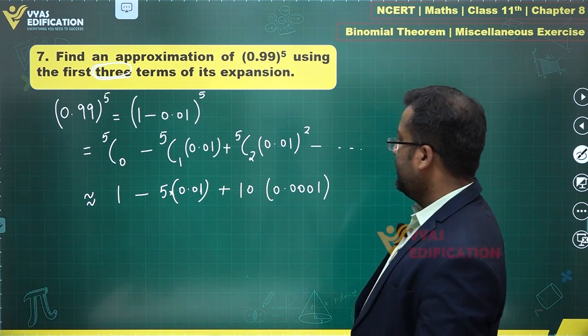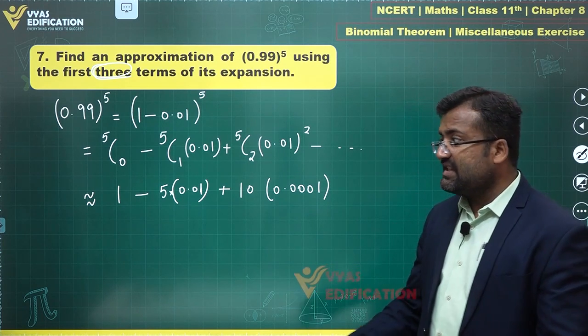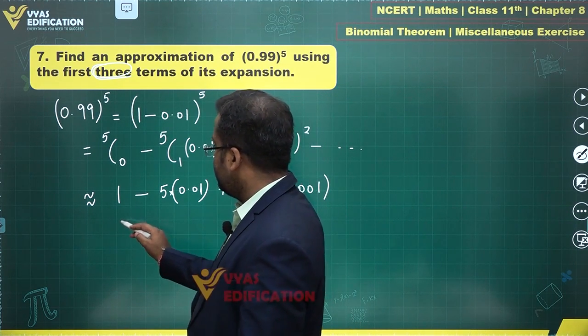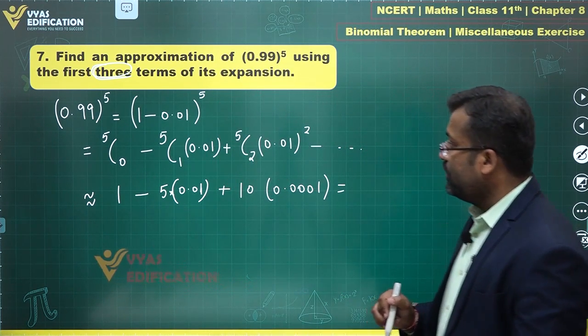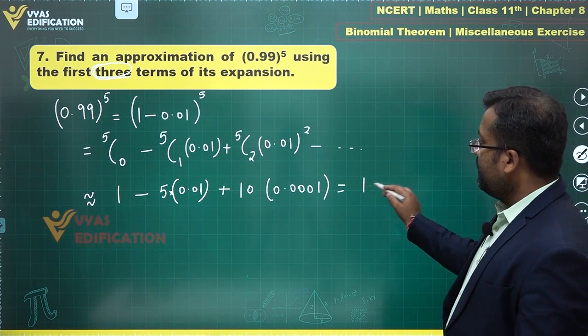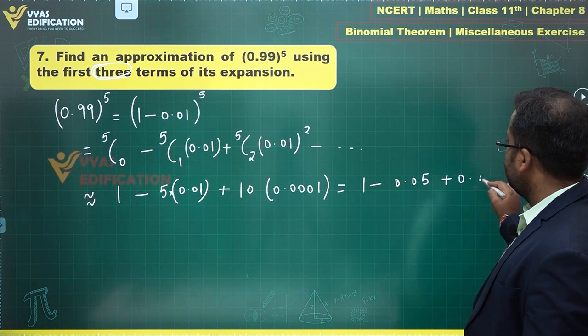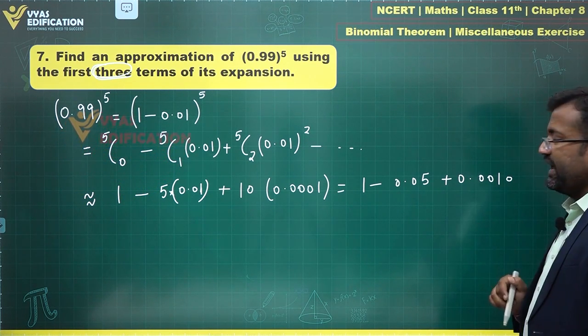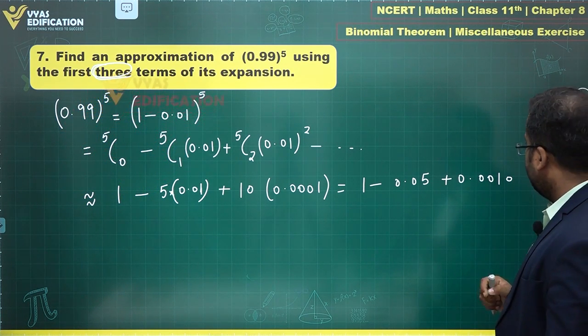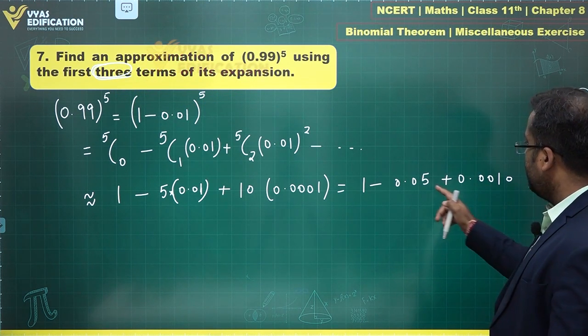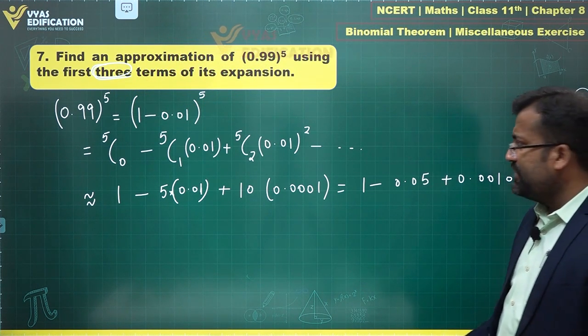0.0001 is the approximate value. And what does this simplify into? This is further equal to 1 minus 0.05 plus 0.0010, is what I get, right? And let's simplify this. This is 1.001 and 0.050 will be subtracted.